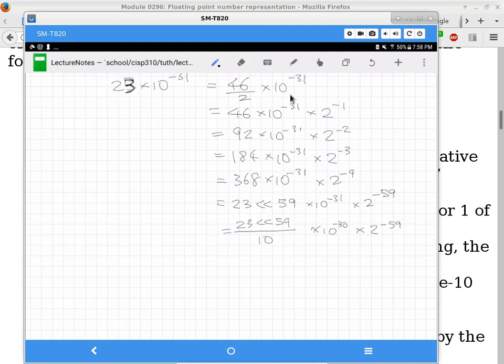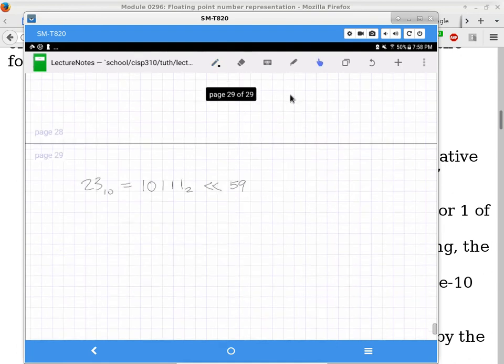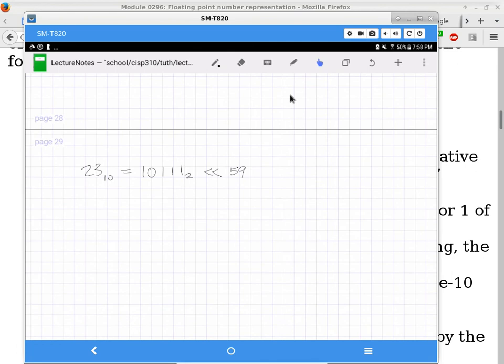Can I see the slide that explained the shifting? That would be the next slide. You mean this one? Yeah.